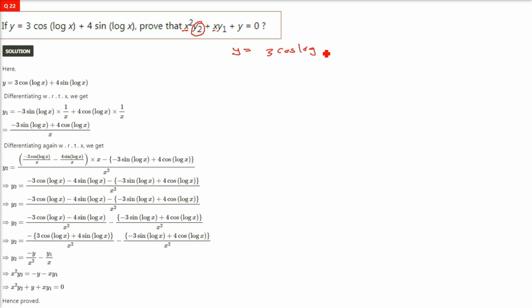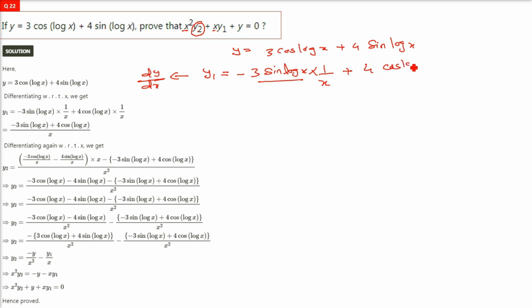Y is equal to 3 cos log x plus 4 sin log x here. Then we have to find out y1, which is the differentiation of this. Y1 is nothing but dy by dx. So for 3 cos log x, it will be minus sin log x, and the differentiation of log x is simply 1 by x in the denominator. Then we have plus 4 sin log x, so it will be cos log x, and the differentiation of log x will be 1 by x.